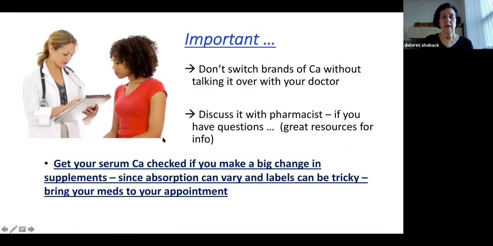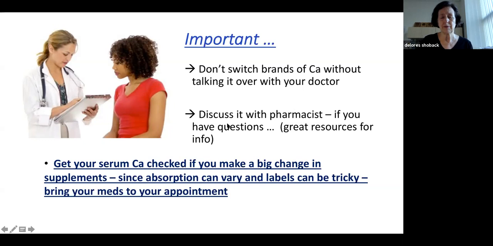Okay. All right, now some important things, just kind of tips I want to give you. Don't switch the brands of calcium without talking it over with your doctor if you have hypopara. If it's an osteoporosis situation for other patients, it's not as critical, but here calcium is an incredibly critical part of your regimen. So don't just buy any brand and assume it's the same. Be thoughtful and careful about it.